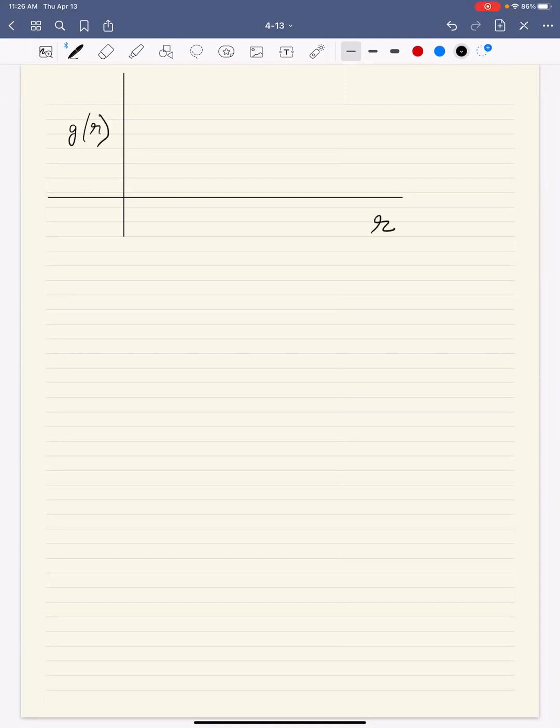Anyone remembers how g of r looks for an ideal gas made of point particles? What do you think, Abhinav? It's constant 1, right? Because as r tends to infinity, it goes to 1 everywhere. So for point particles, it is constant 1 everywhere.